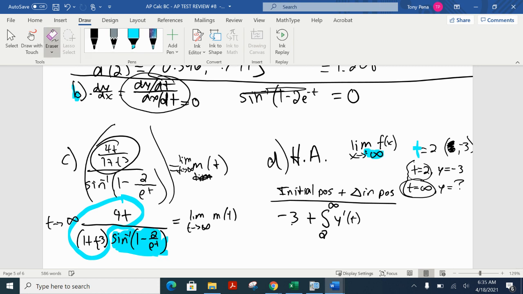So take the original y position at the time of 2. So that's where we're at time of 2. Let's find the amount of change. We would do that by integrating y prime from 2 through infinity. So that's tricky stuff, right? Not easy stuff. But that would be that answer.